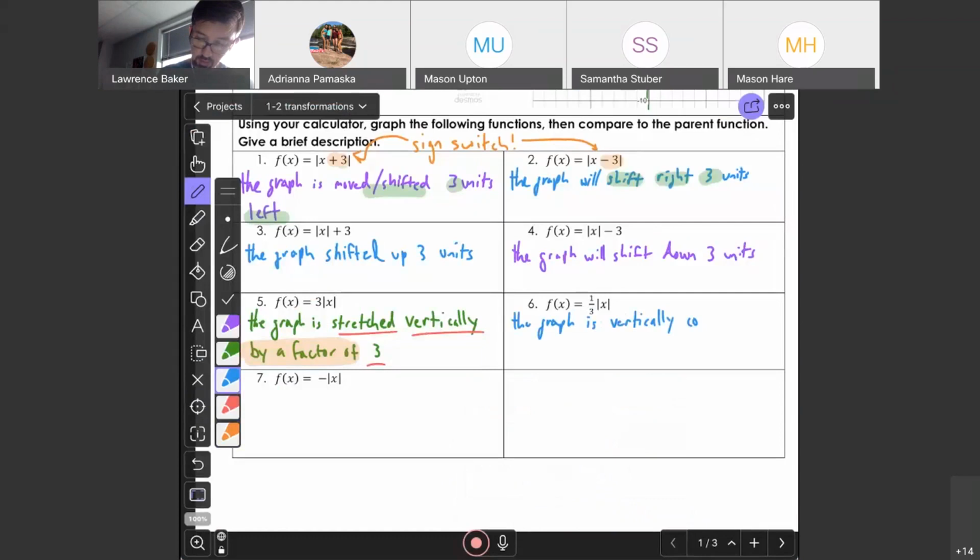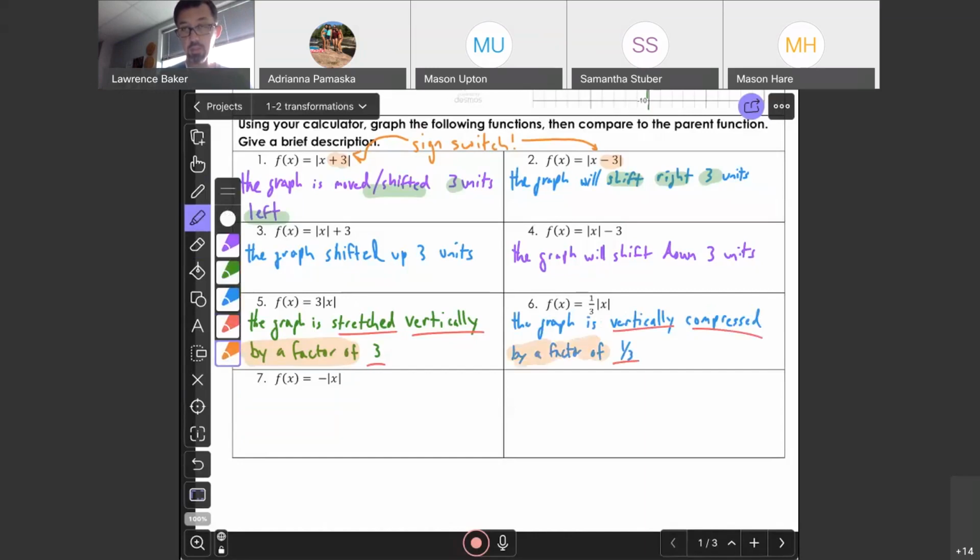So notice how I'm changing the order of the sentence, but that's okay. I'm still writing the same words. I'm just writing them in a different order. So vertically compressed, and again by a factor of. Okay, so verb, direction, size. Then you need this phrase for the stretches and the compressions.